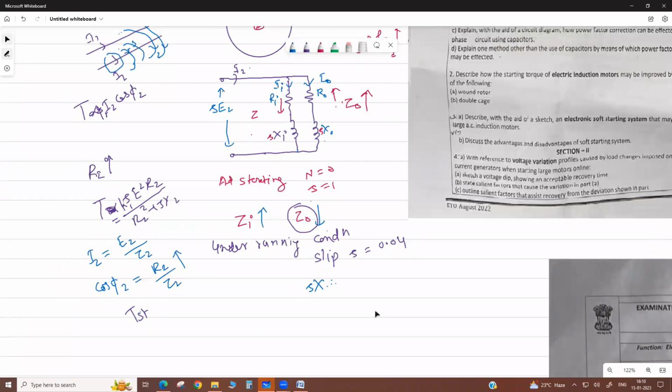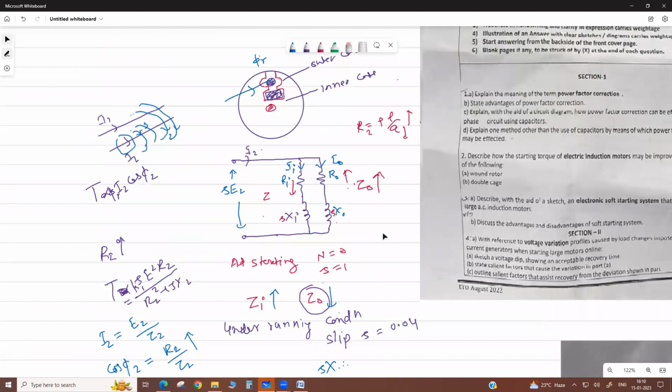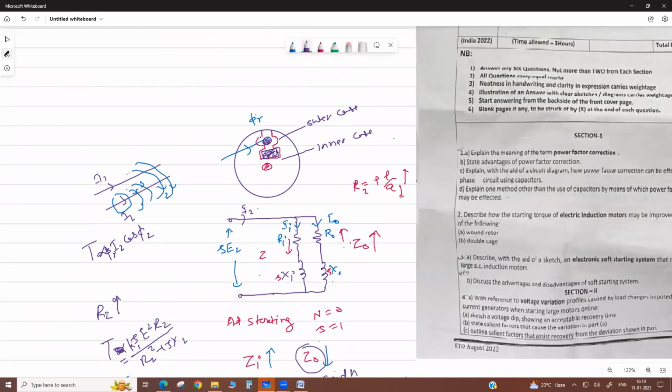Correct now? Same like a deep bar rotor also. In some cases, only a single bar, but it is a large bar like this. This kind of same concept. It also works on the skin effect. If a large conductor like this, due to skin effect, the current is under... Deep bar rotor is also there. In deep bar rotor means deep size of bar we put like this, not like this, here like this.